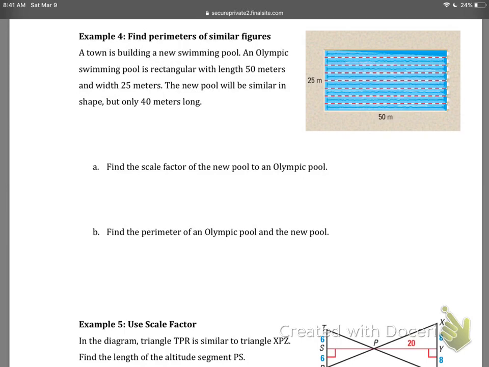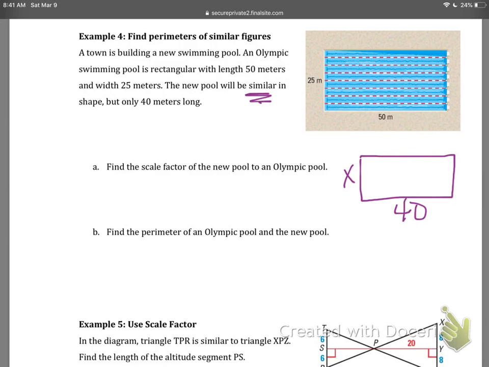The new pool will be similar in shape but only 40 meters long. Okay, so here's your new pool. This is 40, but this is x. They told me it's going to be similar. That means that they're going to be in the same ratio, the sides are, that is. So it says find the scale factor of the new pool to an Olympic pool.